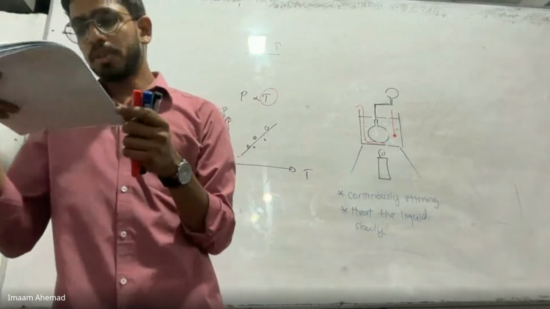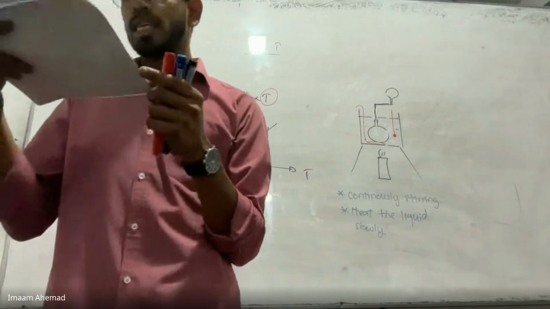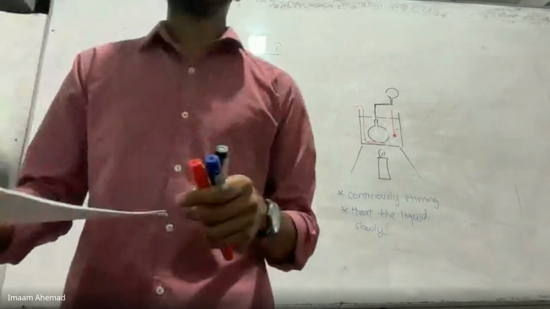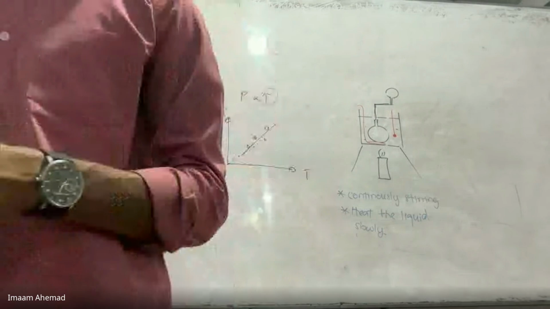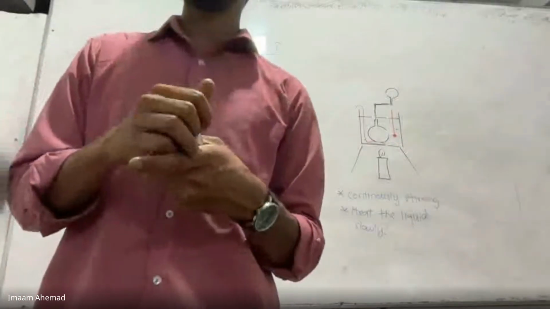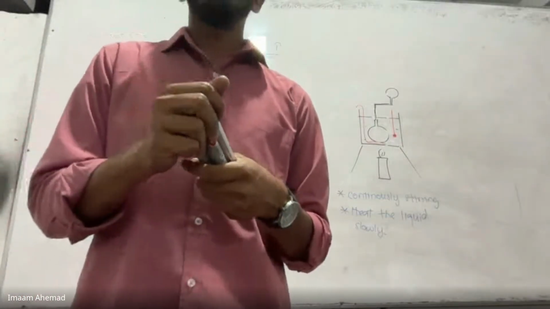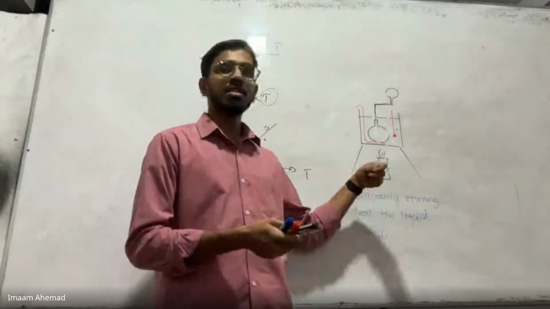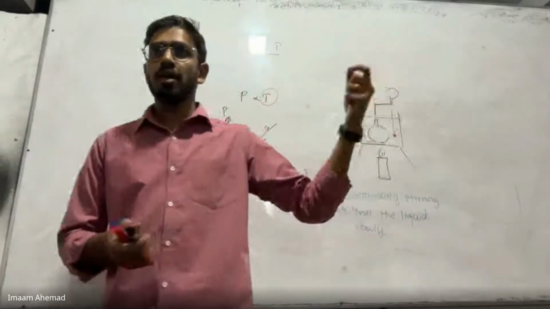State two important procedures that you would use to maintain the temperature of the water at a particular value. How can we maintain it at a particular value? One is stirring. The other one, move the Bunsen burner in and out. Moving the Bunsen burner in and out. Okay.